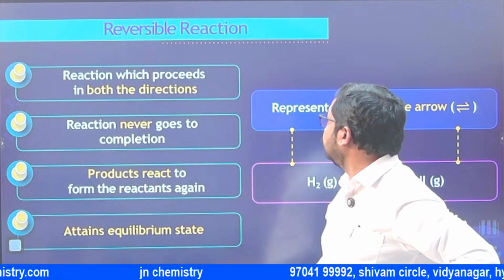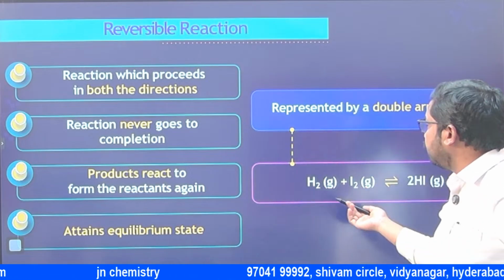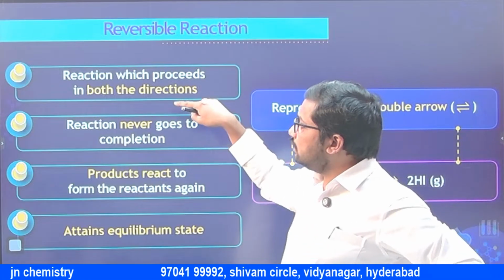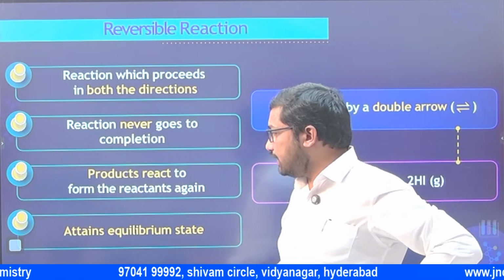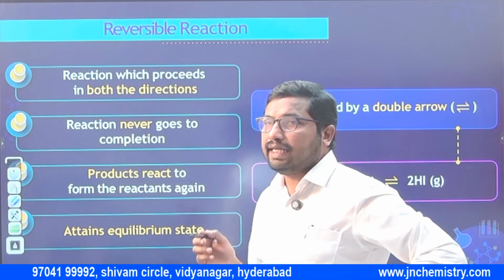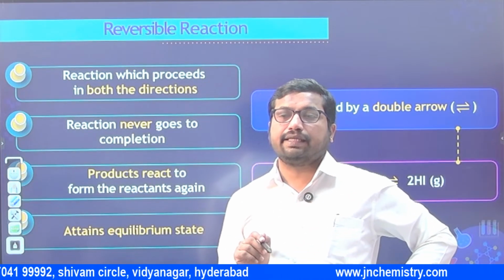It attains an equilibrium state. So H2 plus I2 gives rise to 2HI. And one more important point, it takes place in a closed vessel. Write it down along with these points. First write these points, because each and every point is important in chemistry.